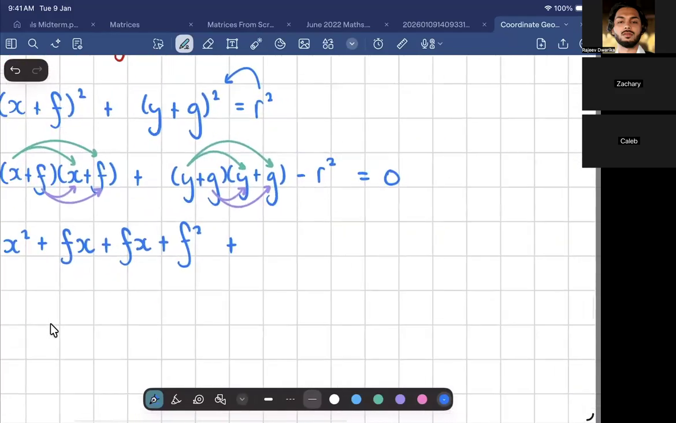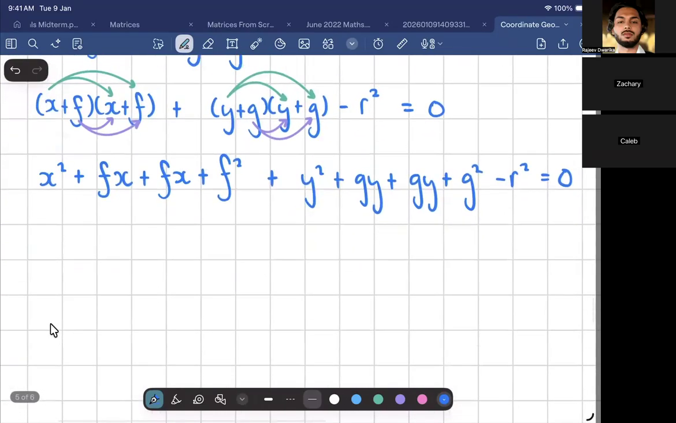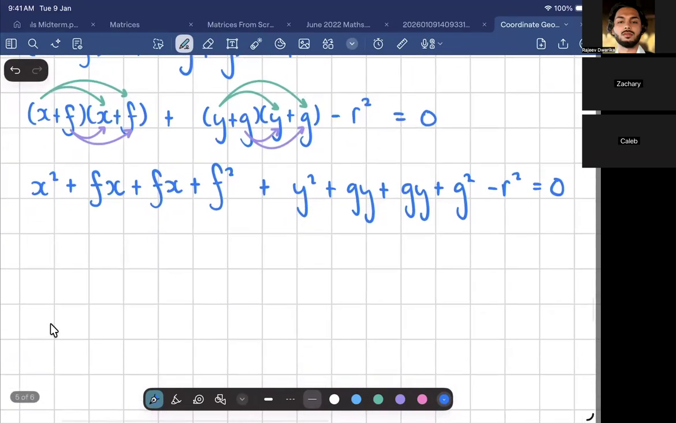Zachary, run this with me fast. Tell me quickly: y squared plus gy plus gy plus g squared. Now we want to make this look like the general form. In the general form, what terms come first? Squared. All right, so I'm going to put the squared terms first. So x squared plus y squared, right? I have these two terms down already. Cool. Are you all seeing any like terms?